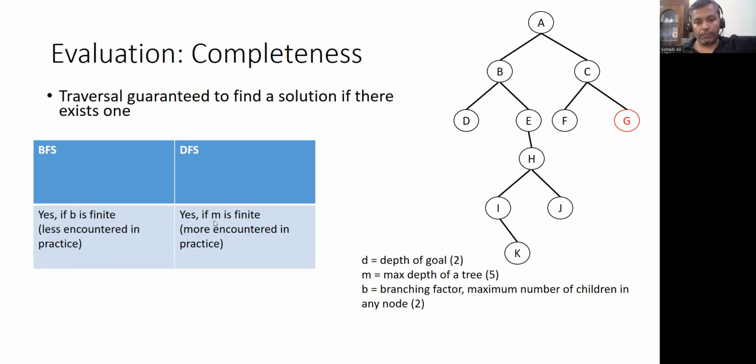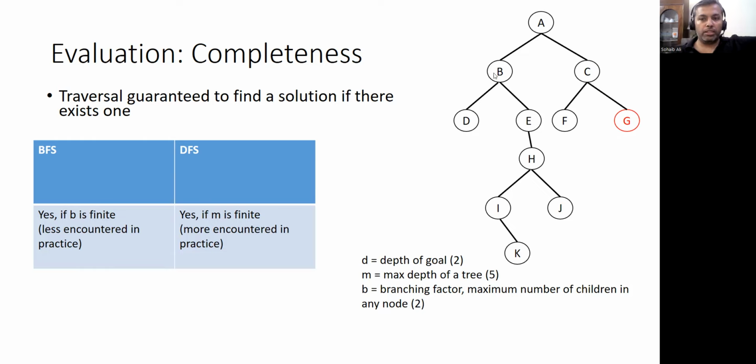And likewise, if M is infinite, and by M I mean the maximum depth of a tree. Here the maximum depth of the tree is 0, 1, 2, 3, 4, 5. So M is 5 and D is 2. D is the depth of the goal, which in this case is the goal node G. So I have depth D equal to 2.